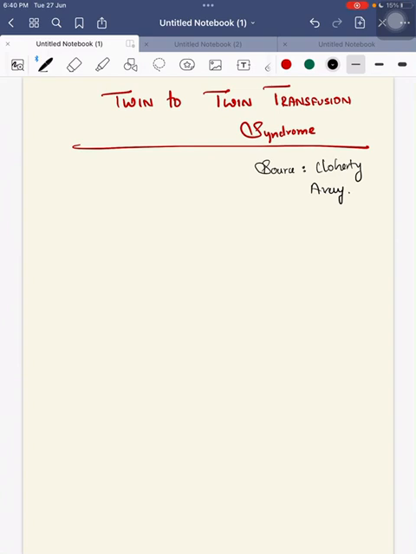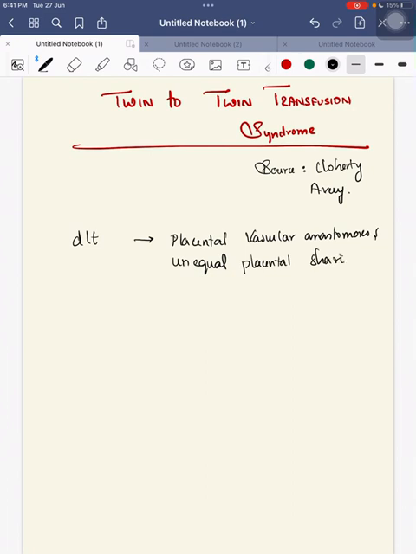Hello everyone. Today we'll discuss twin-to-twin transfusion syndrome. This twin-to-twin transfusion syndrome occurs due to placental vascular anastomosis and unequal placental sharing. This vascular anastomosis, we'll talk about this.